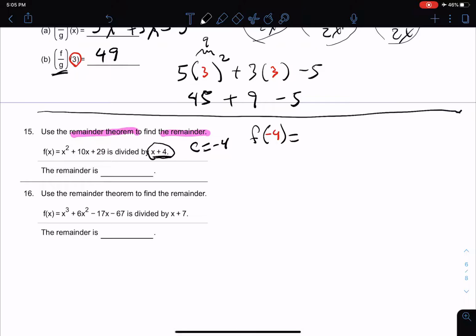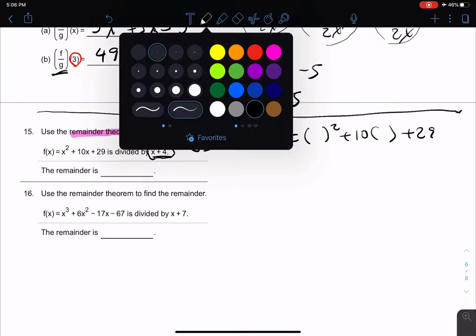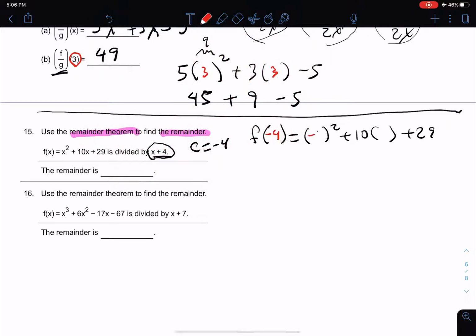So what does the function say? Well, it says take x and square it, then take 10 and multiply it times x, and then add 29. So what is our input? We already said it. It is our c value, which is -4. So let's simplify this. Well, -4 squared is 16. And 10 times -4 is -40, plus 29. So when we add that up, 16 minus 40 plus 29 is 5.